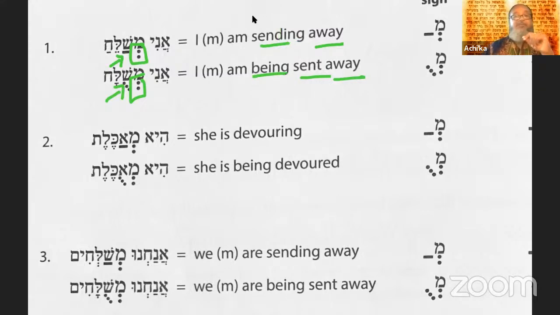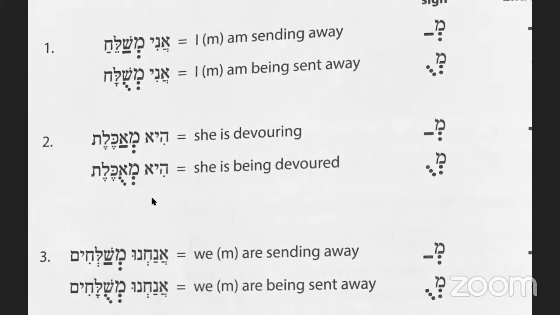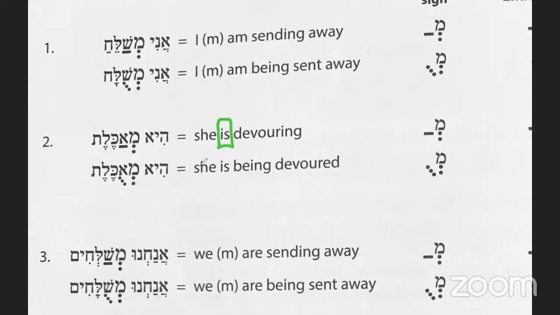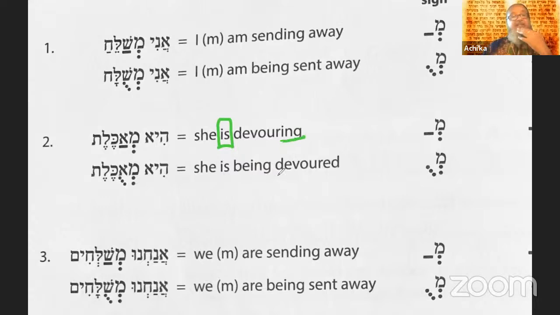Example number 2. How do you say she in Hebrew? He. Thank you. Easy. Is there an is, or is this implied? Implied. Thank you. The ing here is represented by what over in this word over here?